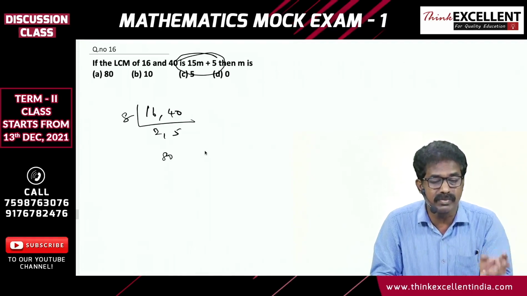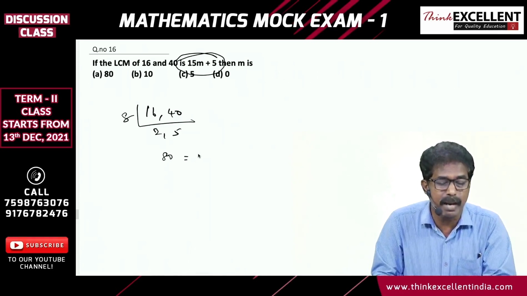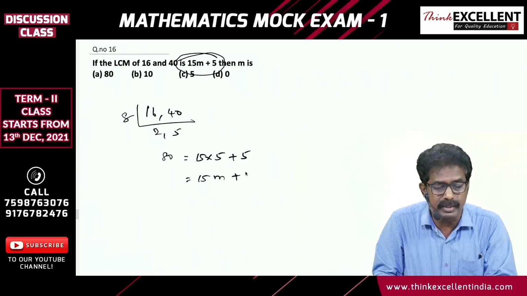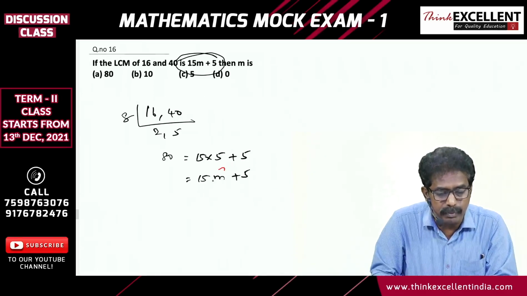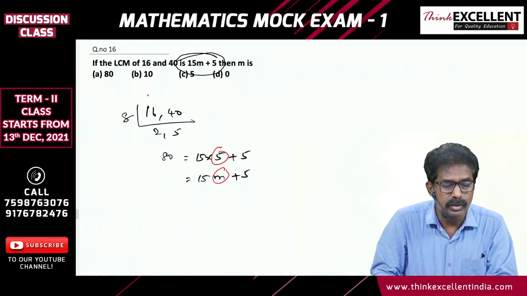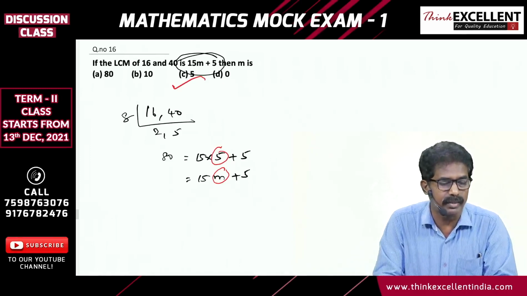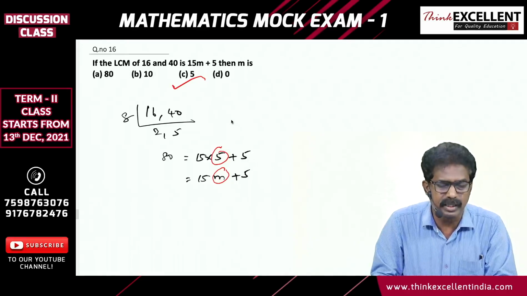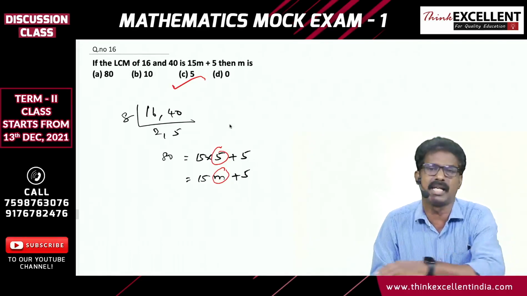15m plus 5. So 15 table, maximum how many times? 15 5s are 75, plus 5. Now this is exactly of that type, 15m plus 5. Instead of m, we have 5. So the m value is equal to what? 5. So whatever they ask, you reduce it to that form. Suppose they say 16 into something, you divide by 16 and write.